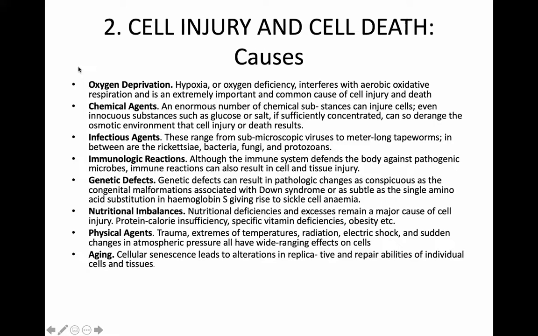Now, what are some of those factors that can lead to cell injury? An example is oxygen deprivation. Oxygen deprivation is hypoxia. It interferes with aerobic oxidative respiration and is an extremely important and common cause of cell injury and death. This is commonly seen, for example, when there's a blockage of the artery or the vein supplying a major organ, right?